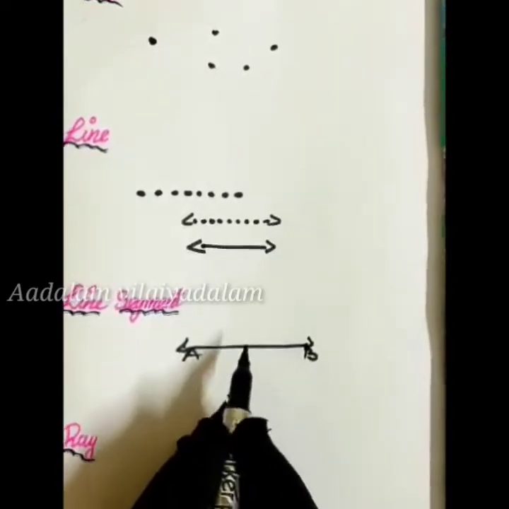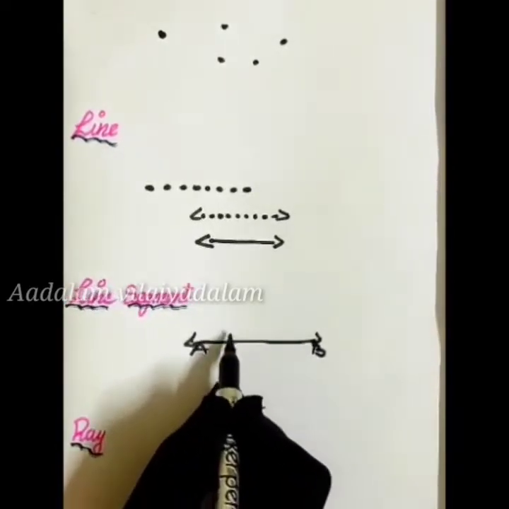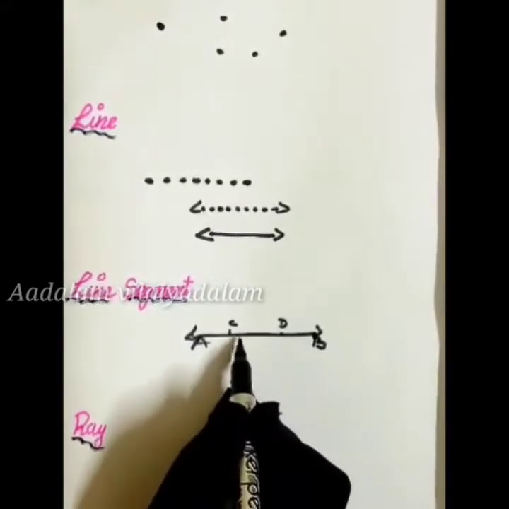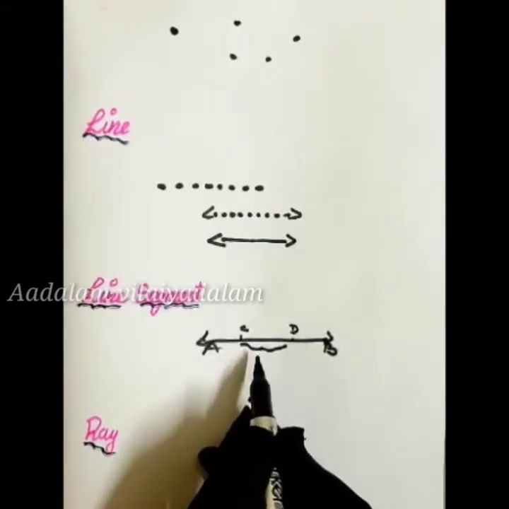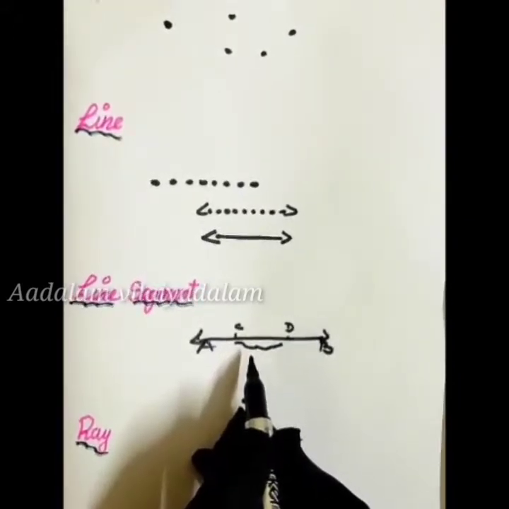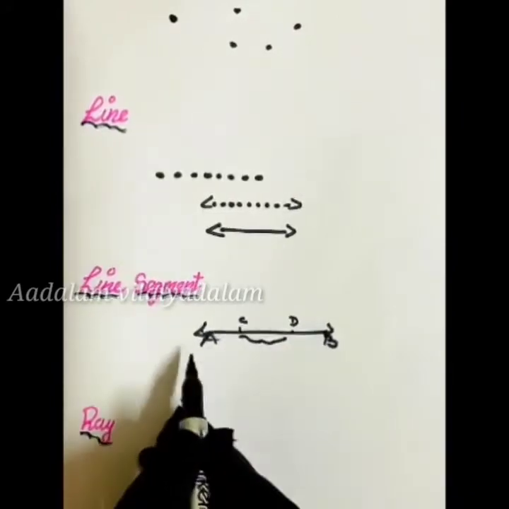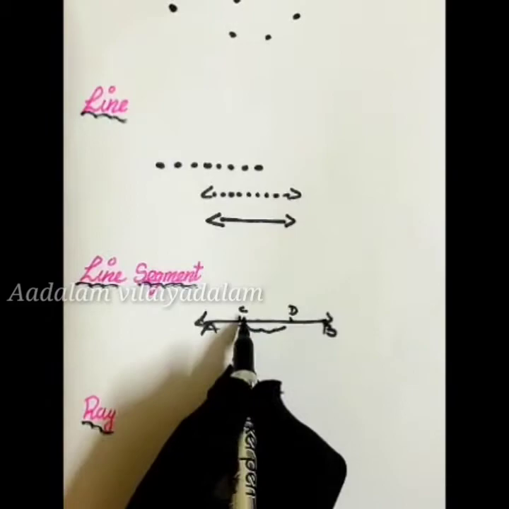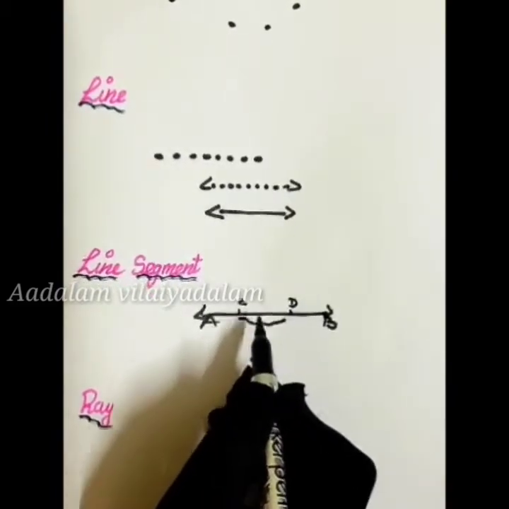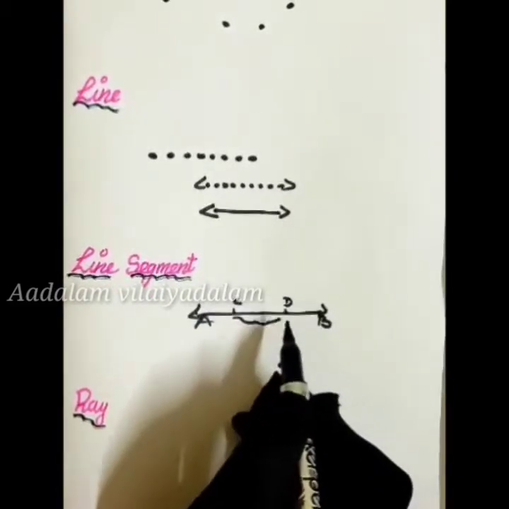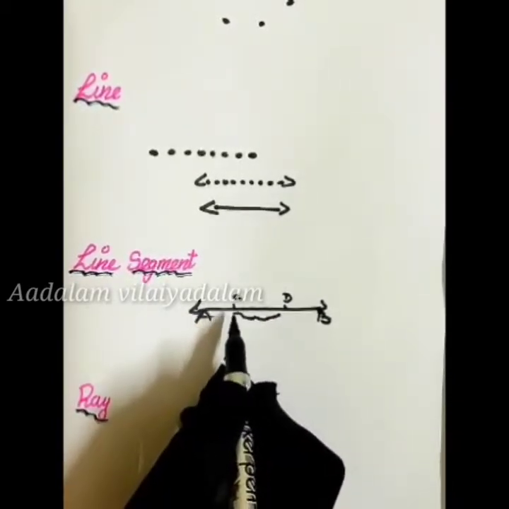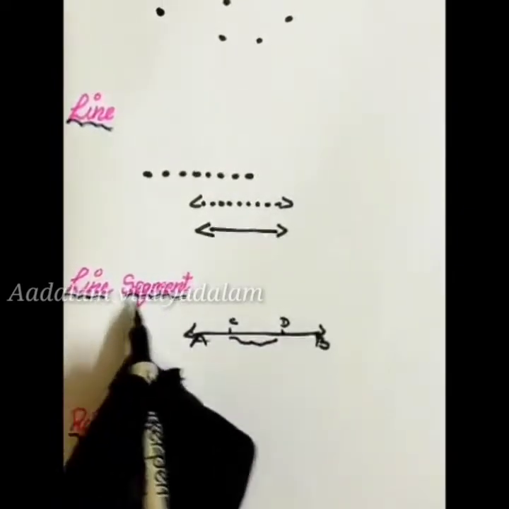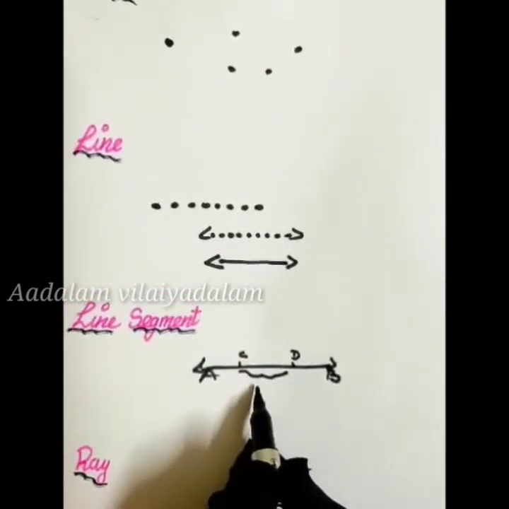In this line, take a small part. This is called C and this is called D. So this part is called the line segment. Do you understand, children? So AB is the line which does not have any endpoint. In this line, take CD, a small part. This part is called the line segment CD. Do you understand, children? Okay.